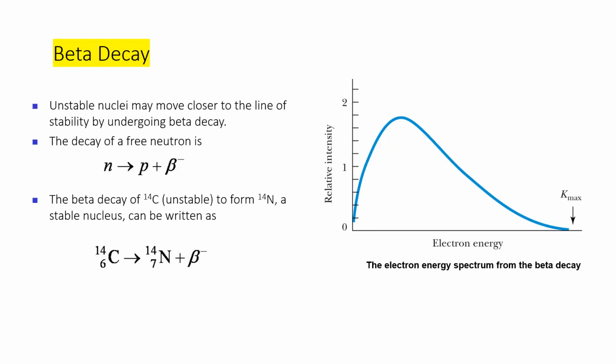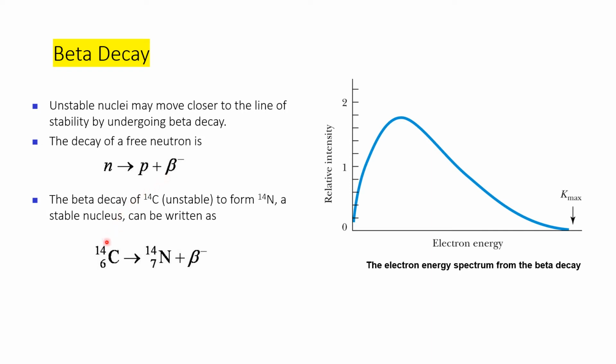Next, let's talk about the beta decay. Unstable nuclei may move closer to the line of stability in your Segre chart by undergoing beta decay. The simplest example of your beta decay is the decay of your free neutron, where you have your neutron that decays into a proton plus your beta minus particle. Now we know that your negative beta particle, or your beta minus particle, is actually just an electron, and this is created at the time of decay.